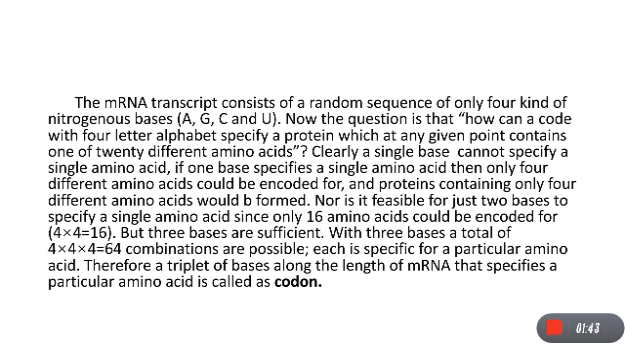Nor is it feasible for just 2 bases to specify a single amino acid, since only 16 amino acids could be encoded, but 3 bases are sufficient. With 3 bases, a total of 64 combinations are possible. Each is specific for a particular amino acid. Therefore, a triplet of bases along the length of messenger RNA that specifies a particular amino acid is called a codon.